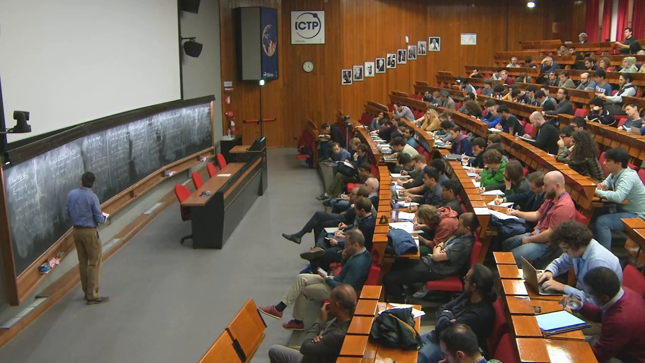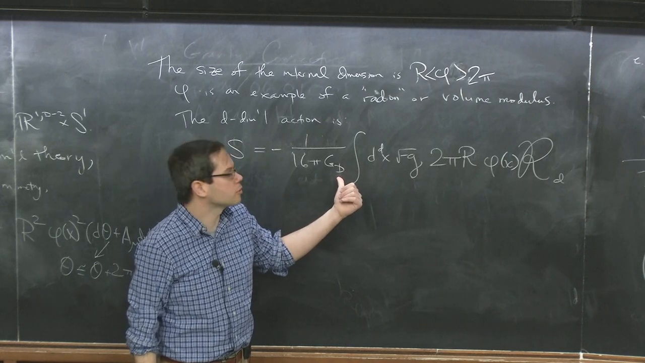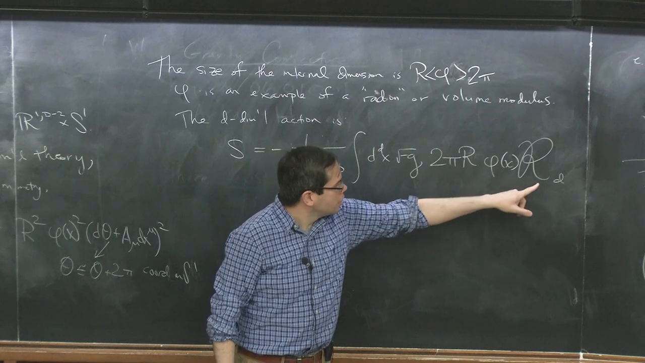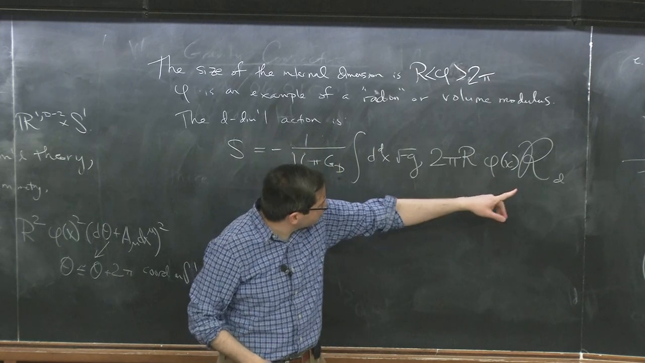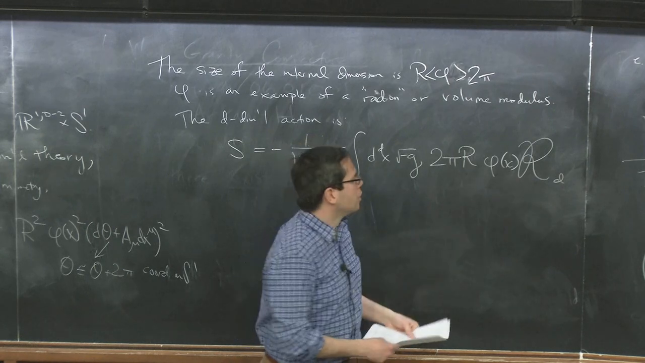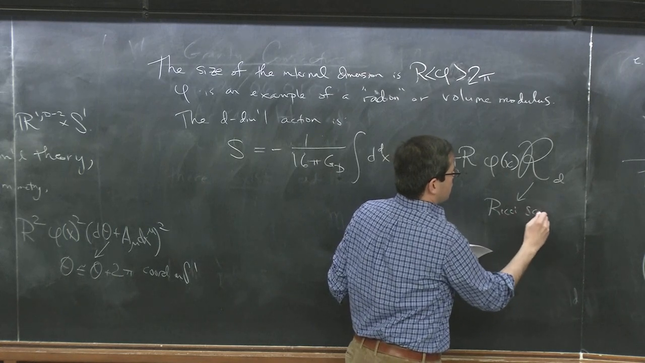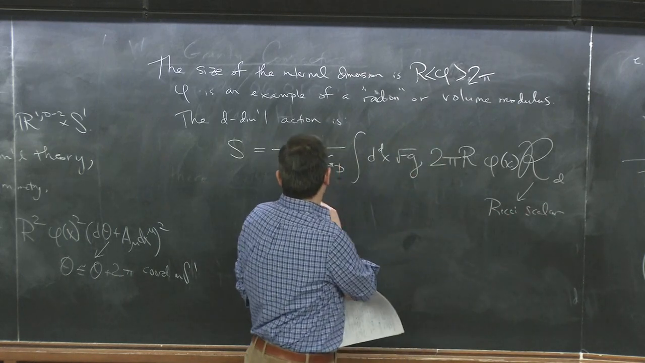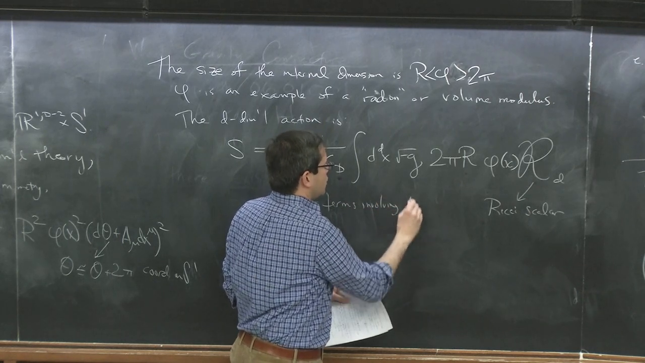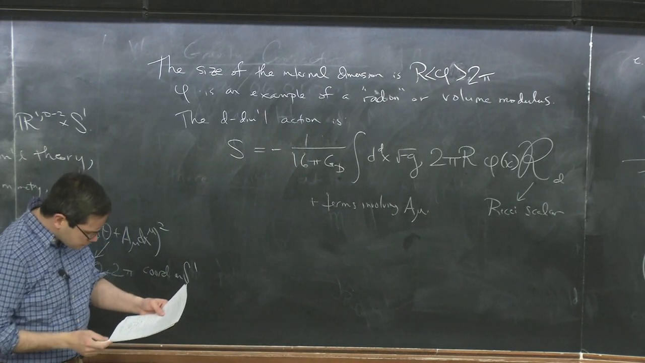And the action looks like this. It inherits a prefactor that depends on the higher dimensional Newton's constant. Then you get the size of the extra dimension, 2 pi r phi. Then you get, I've tried to write this as a curlier R to distinguish it from r the radius. This is the Ricci scalar of the d-dimensional theory. And then there are more terms involving the gauge field, A_mu, that I'm not going to write at the moment.